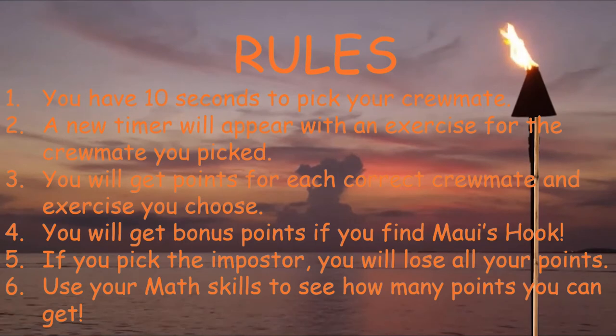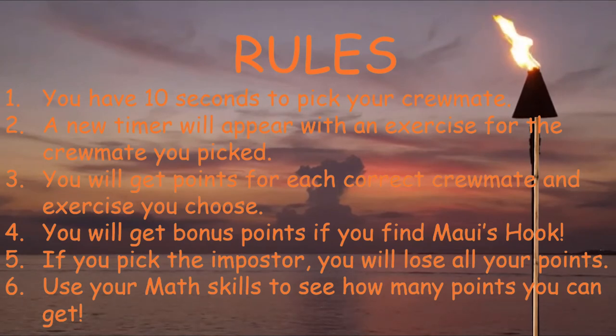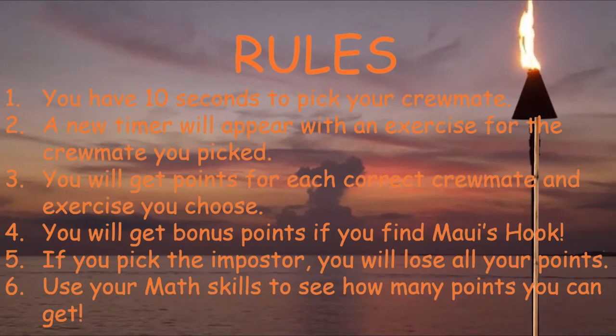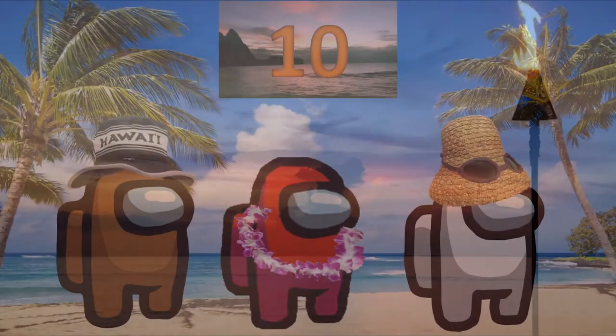Seconds to pick your crewmate. 2, a new timer will appear with an exercise for the crewmate you picked. 3, you will get points for each correct crewmate and exercise you choose. 4, you will get bonus points if you find Maui's hook. 5, if you pick the imposter, you will lose all your points. 6, use your math skills to see how many points you can get. Good luck!